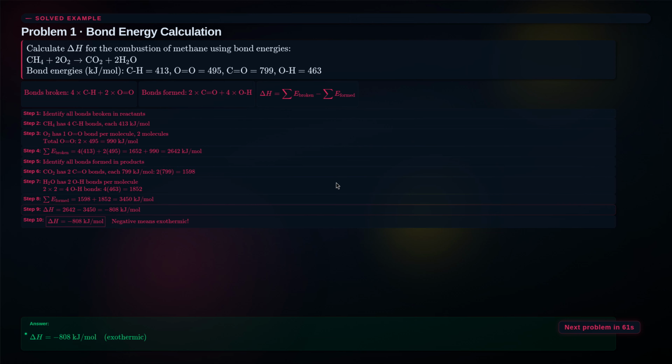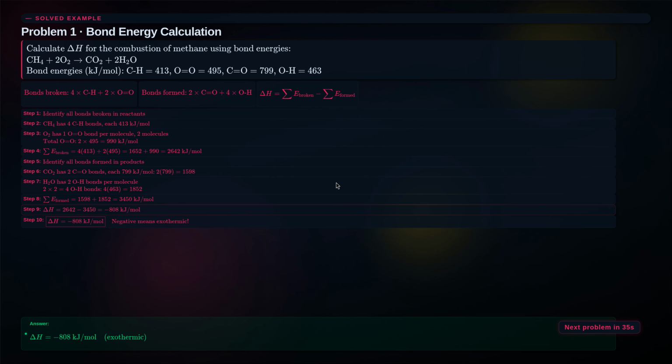Step 2. Identify all bonds formed in products. CO2 has 2 C=O bonds, each 799, total 1598. Water has 2 O-H bonds per molecule, 4 total, each 463, total 1852. Sum of bonds formed equals 3,450 kilojoules per mole.